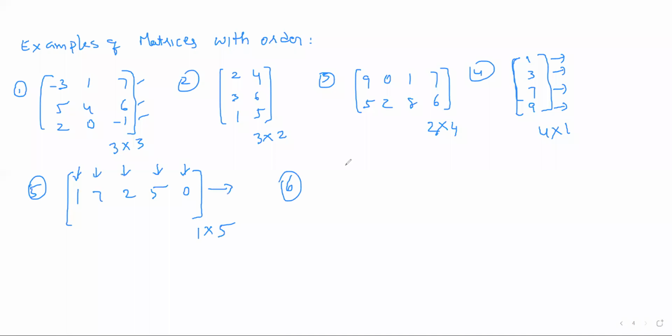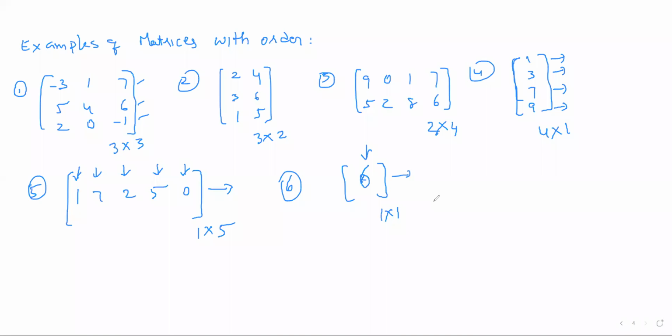And finally, what is the order of this matrix? 1 by 1, sir. 1 by 1, because it has a first row and first column, that is a single row and single column. This also has order 1 by 1. Okay, these are examples of matrices with order.